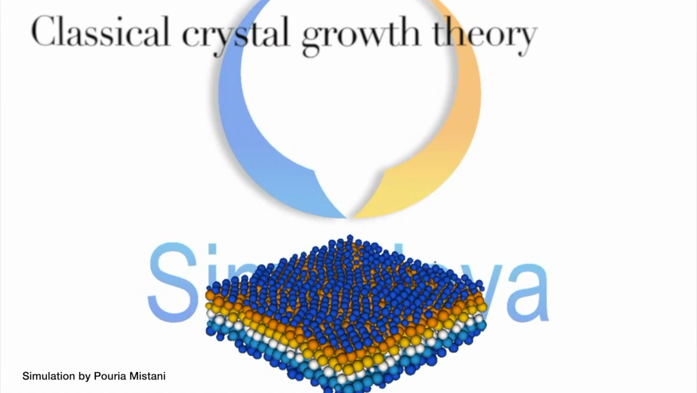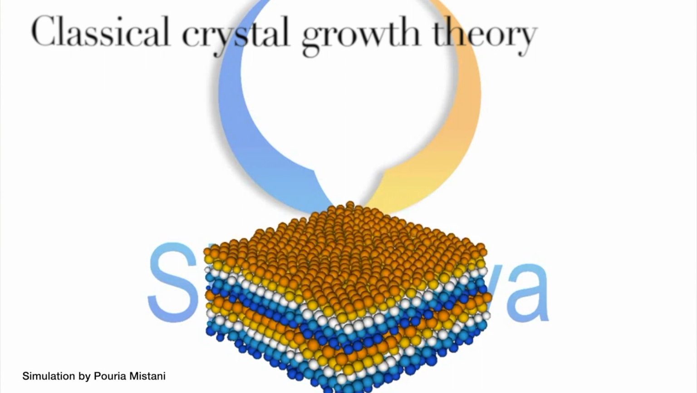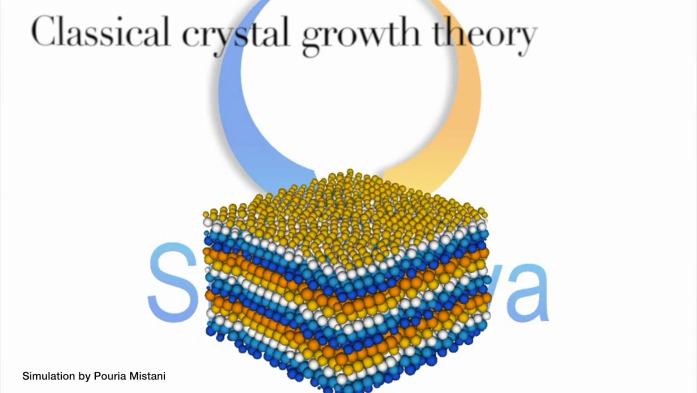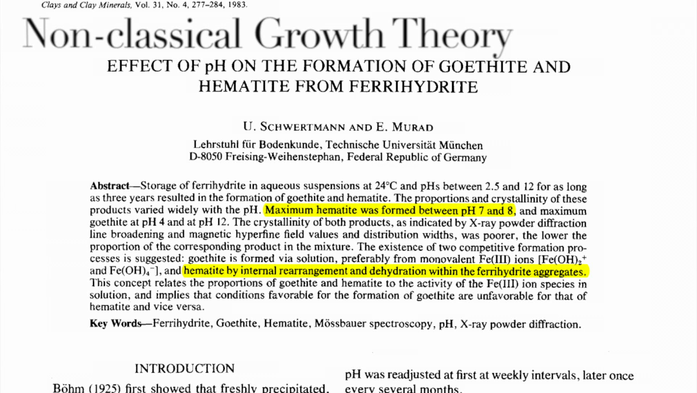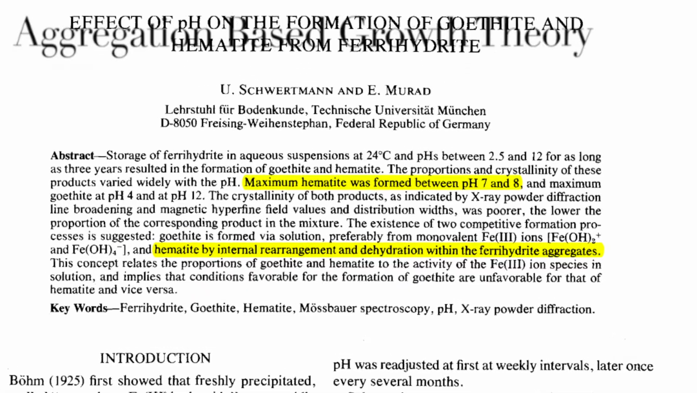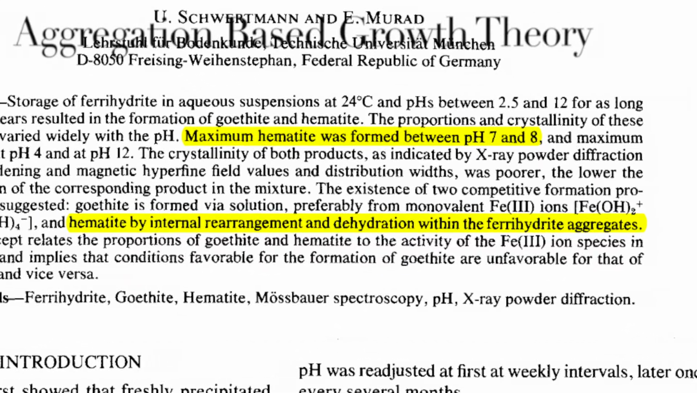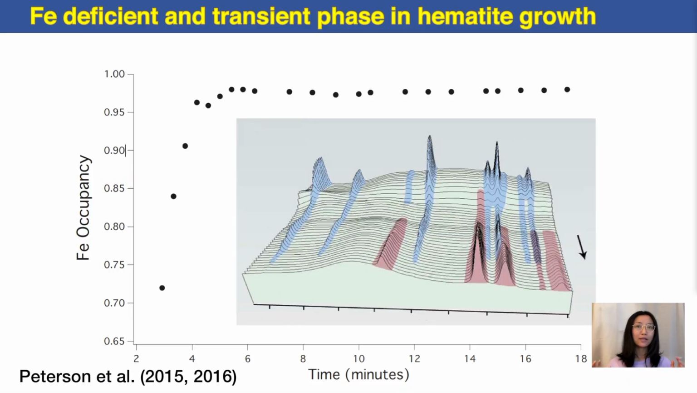Classical crystal growth theory assumes atom by atom or molecule by molecule attachment to a growing surface. However, Schwertmann and Murad first proposed a non-classical formation mechanism, in which hematite forms through ferrihydrite aggregation and internal structural arrangement. Later, Peterson et al. contributed insights into hematite growth using time-resolved X-ray diffraction.